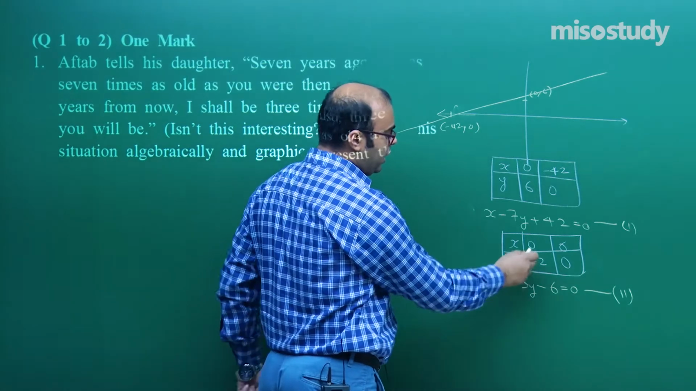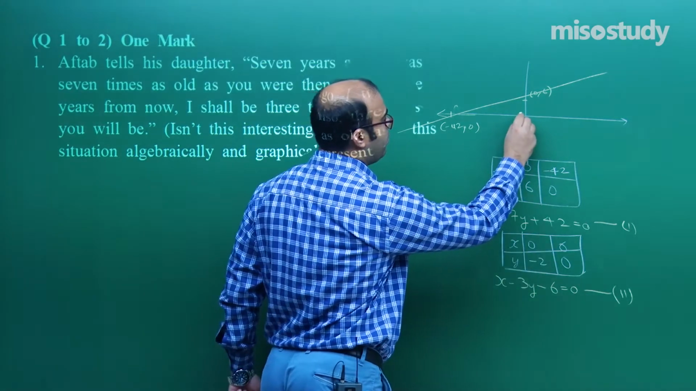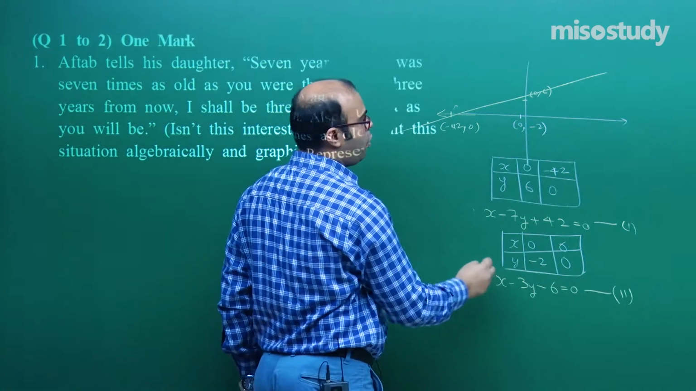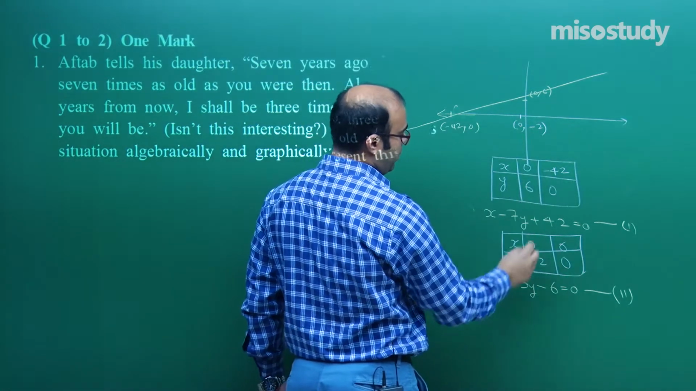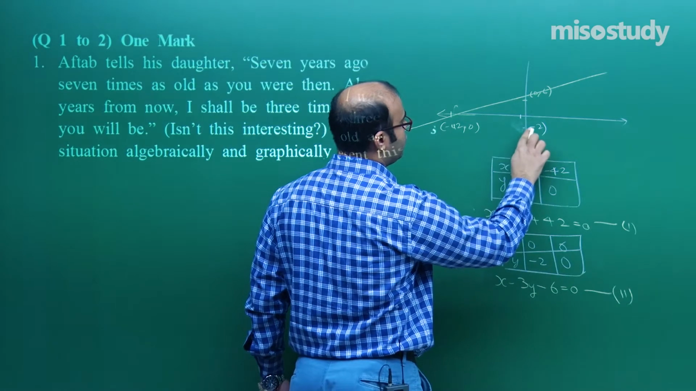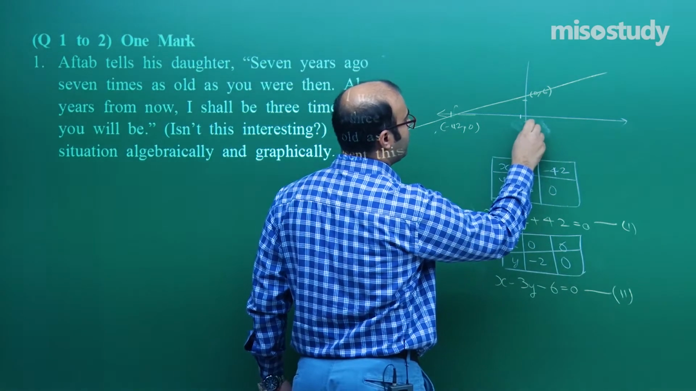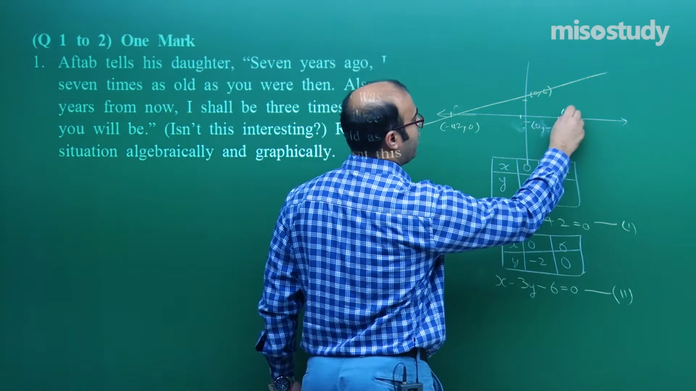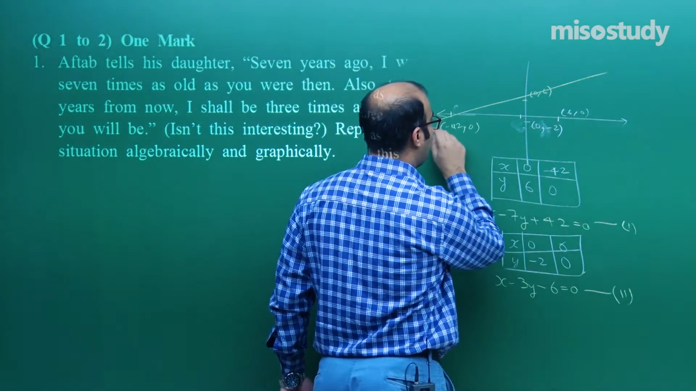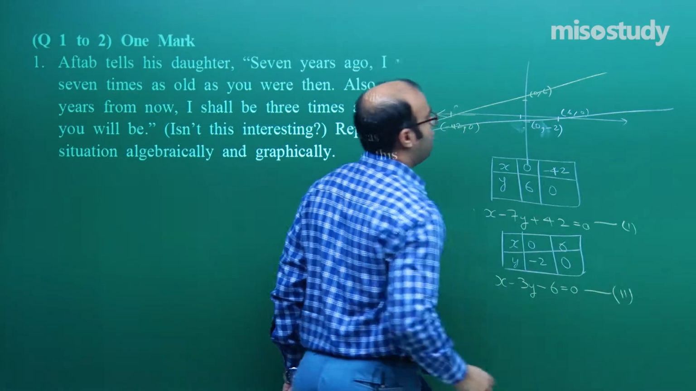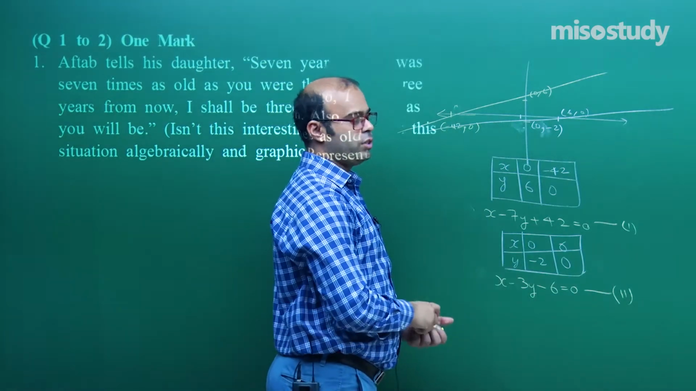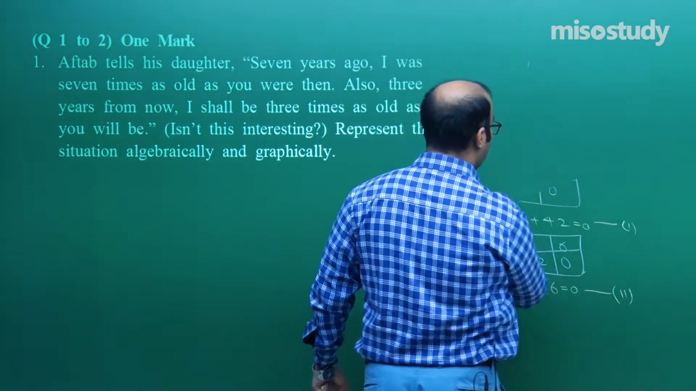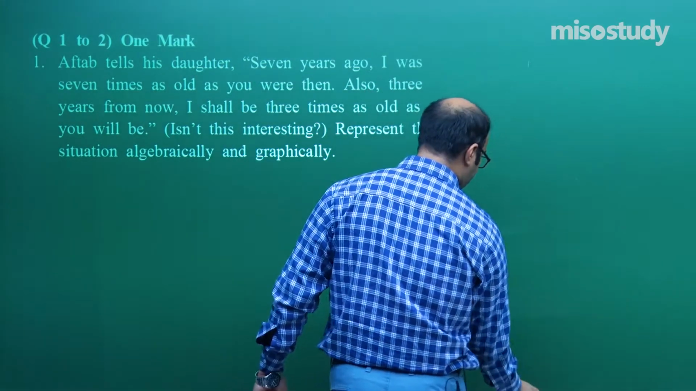For the second equation, 0, minus 2 may be somewhere here, it is on the y axis, and 6, 0 may be somewhere here. So another line is this line, which is represented by the second equation. This is how we can represent the given situation algebraically and then graphically.